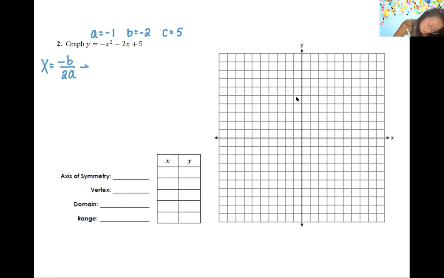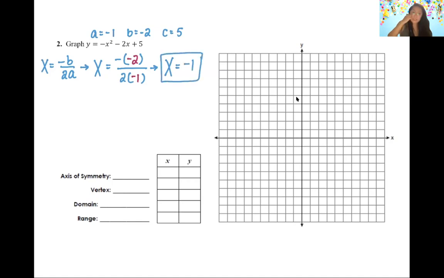-b/2a. Let's go ahead and plug in negative parentheses over 2 parentheses. This is why it's so important to use parentheses, okay? Because otherwise it gets a little confusing. -2 on top, -1 on the bottom. Go ahead and enter this entire thing into your calculator. We end up getting x equals -1. Okay, that is our axis of symmetry.